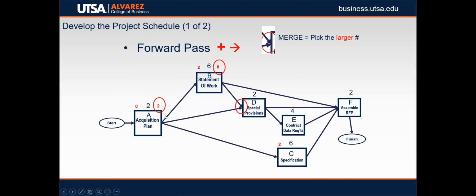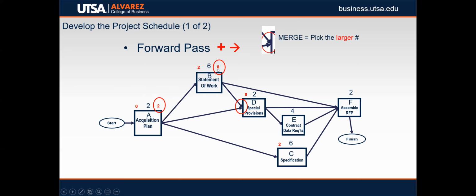Well, it's kind of simple if you look at it this way. What is the earliest this activity can start? It can't start on day 2. It has to start on day 8. So whenever you see a merge, where we have 2 or more arrows pointing into a box during a forward pass, always pick the larger of the numbers and put it in the early start.